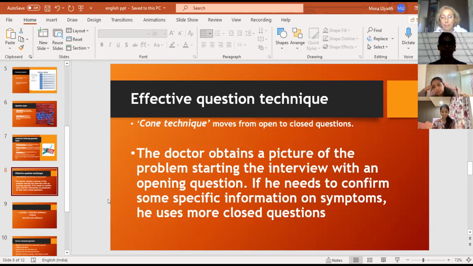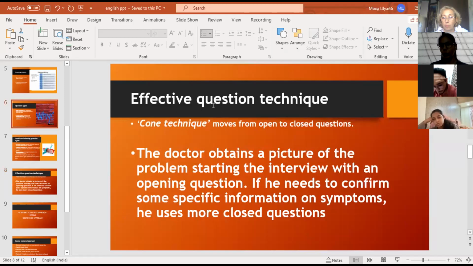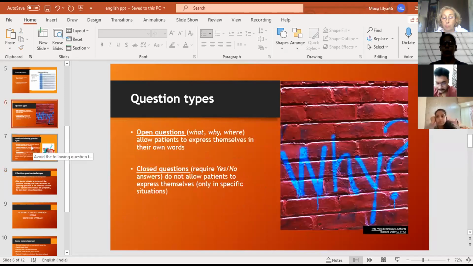So, effective question technique, like the cone technique. This is a technique in which the question type moves from open to closed questions. As my friend already expressed, an open question means the patient has a wide range to answer, using his own various ways. But in a closed question, there is only yes or no, or a very limited set of options. If the doctor asks, are you feeling cold, he will say yes. That is a closed question. If he asks what kind of pain you are having, he will say sometimes burning, sometimes piercing. That is an open question.